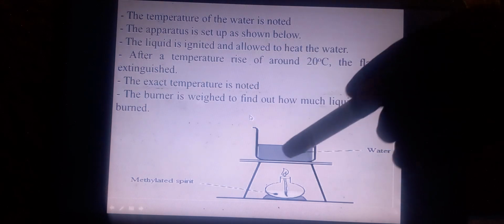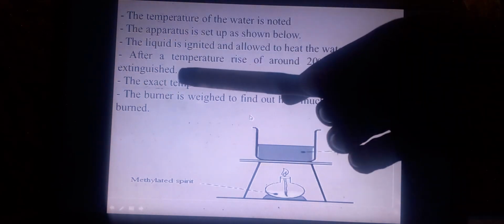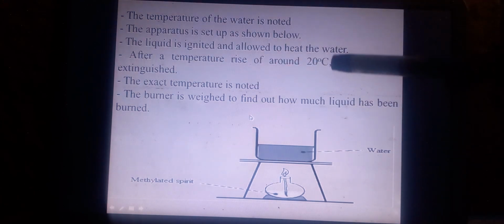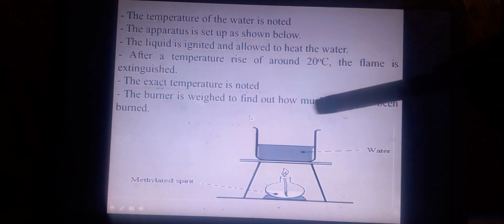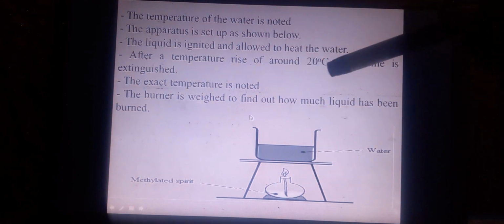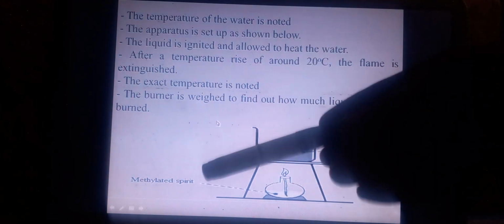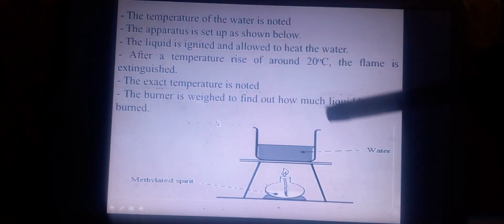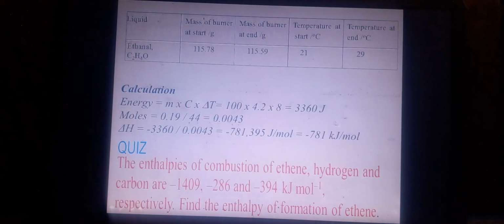Then you must also record the final temperature of water. After a temperature rise of around 20 degrees Celsius, the flame is extinguished. That means you monitor the experiment so that once you get that temperature rise of 20 degrees Celsius, you put off the lamp. The exact temperature is noted. The burner is weighed to find out how much liquid has been burned. Remember you must follow the experiment carefully so that you get accurate measurements.